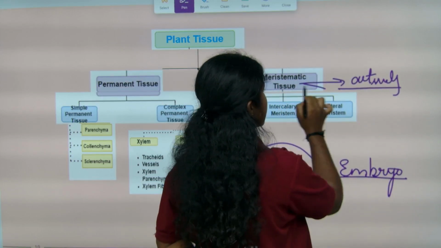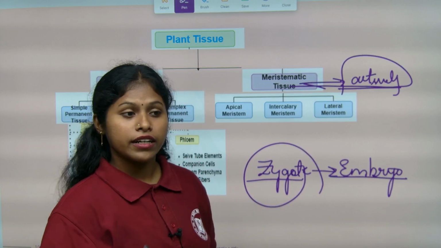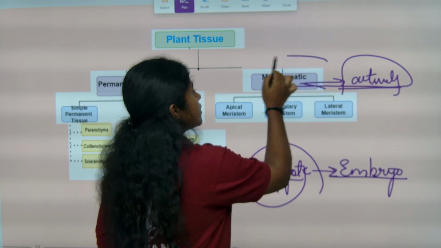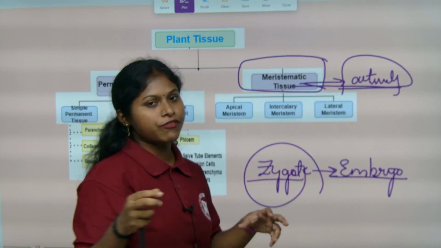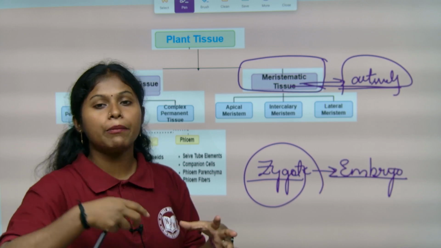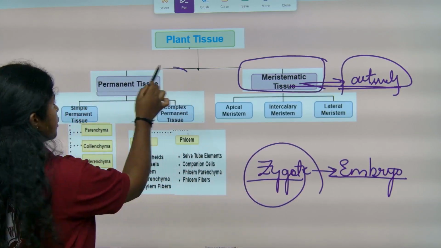These are the actively dividing cells. They are involved in actively dividing and forming more cells. At first, they don't have a specific role. When these meristematic tissues lose the ability to divide and take on a specific function, then they become permanent tissue.